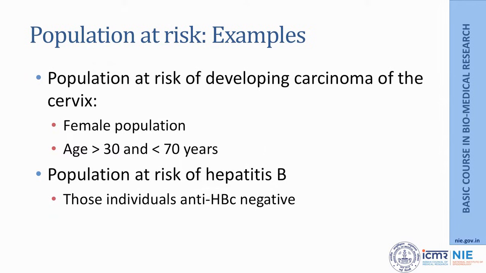Now, let us look at some examples. The population at risk of developing carcinoma of cervix is the female population in the age group of 30 to 70 years. The population at risk of hepatitis B are those individuals who are at risk of developing hepatitis B, but were negative.